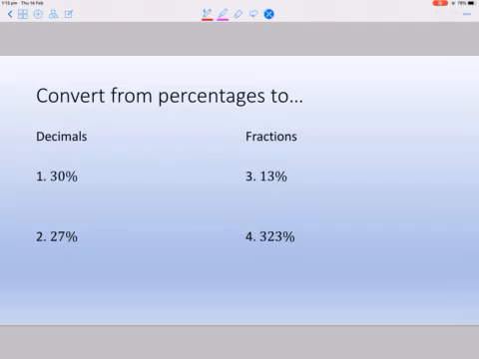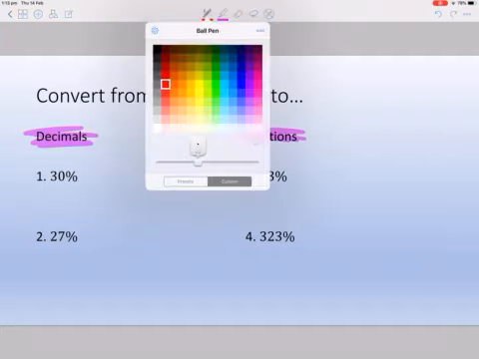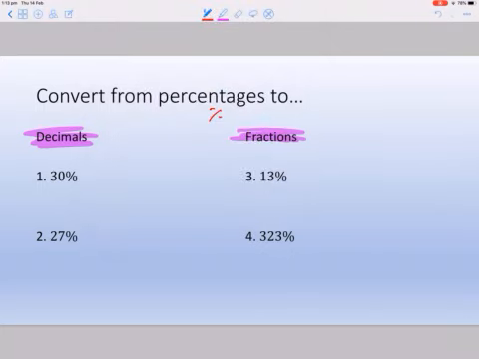Okay, let's go to another example. Now we're converting from percentages, first of all, to decimals, and then secondly, we're going to do it to fractions. So when we're converting from percentages to fractions or decimals, we have to do the opposite. We times by 100. The opposite of times 100 is divide by 100. So I'm going to write this as 30 over 100.